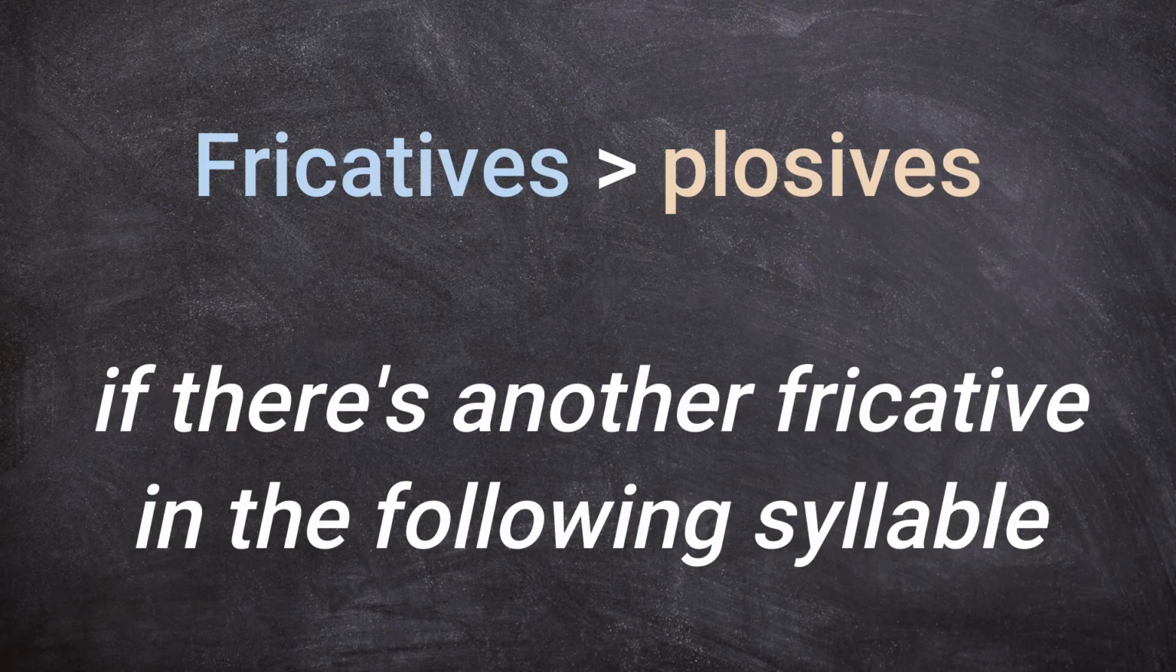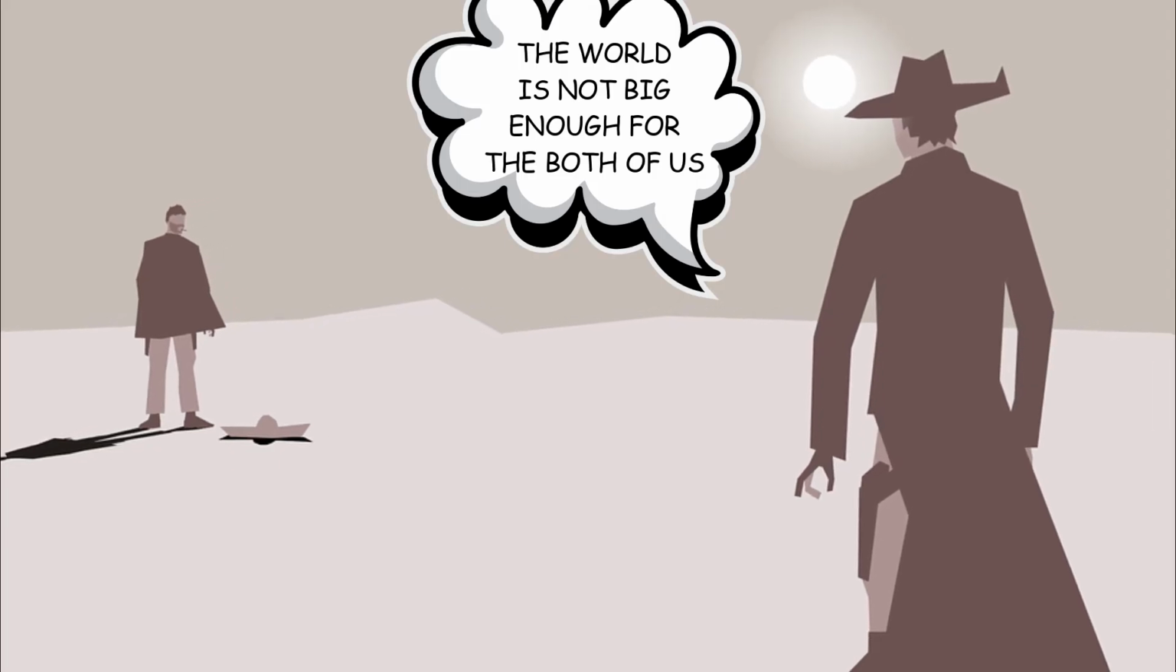If you have an aspirated sound in a root, this sound can be transformed into a plosive if followed by another aspirated sound in the same word. Two similar sounds often lead to dissimilation. One of the two must disappear.